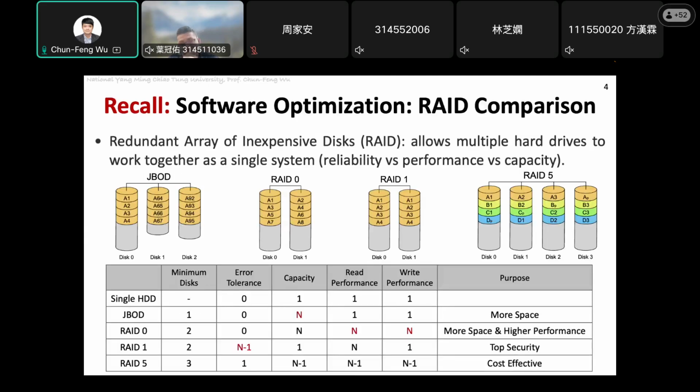Okay, so first thing we need to recall is the RAID. The RAID system allows multiple hard disk drives to work together as a single system. If there is no management, we can say this is JBOD. JBOD is actually just a bunch of disks, so we call it JBOD. With JBOD, there is not a very intelligent or smart mechanism inside. It's just putting a lot of disks together to get super large capacity. And RAID 0, RAID 1, and RAID 5.